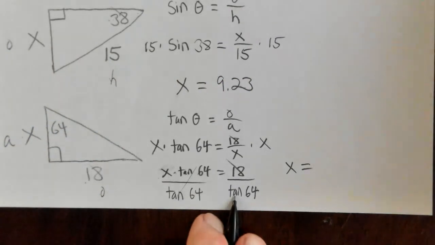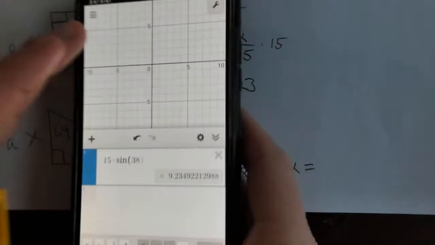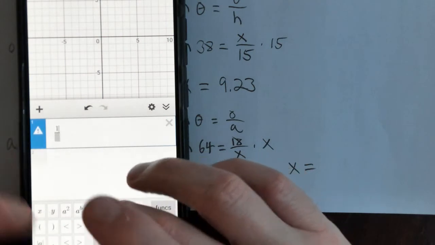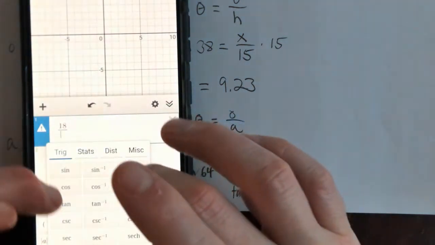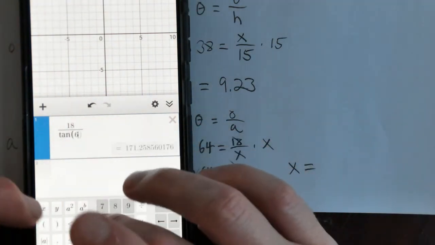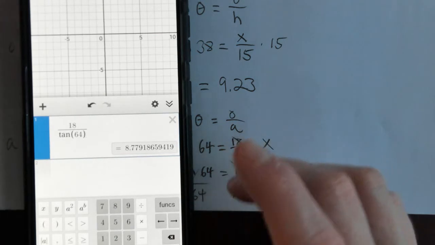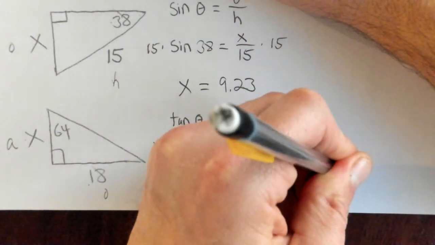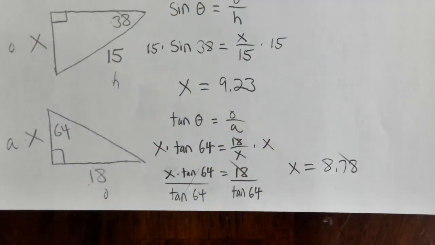Now we can come to this side and see what the x equals. It's 18 divided by the tangent of 64. Let's see what that is. We need a fraction. It's going to be 18 divided by, go to my function again, tangent 64. All right, and then we've got it. It's 8.78. 8.78 is the correct answer there.